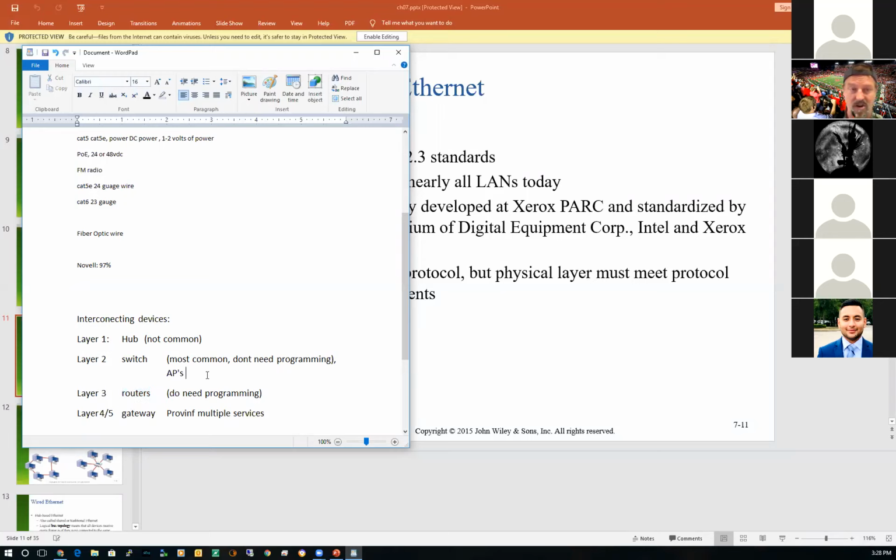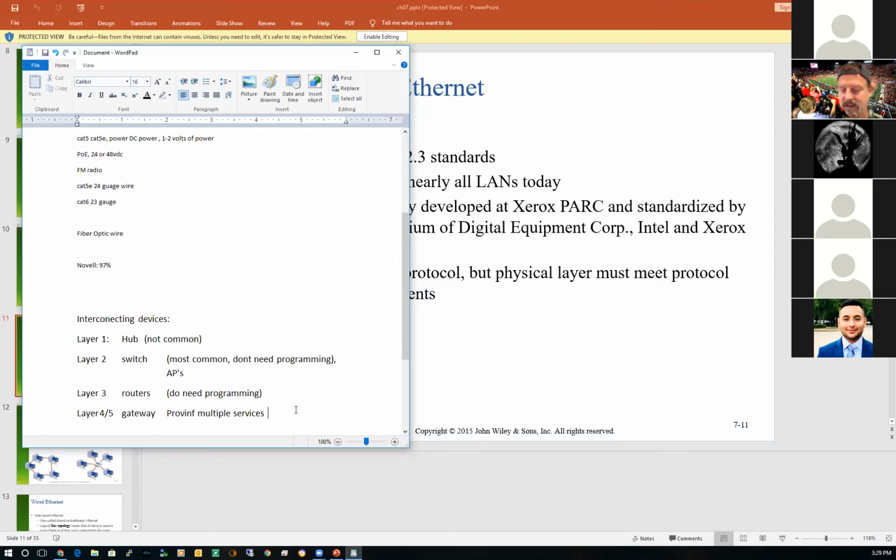Now, some APs are also routers, but the standalone ones that you stick on the ceiling, the little round ones that look like fire extinguisher or fire alarms, those are just layer 2. Layer 3 are routers. You do need to program those. Layer 4 and 5 are gateway devices.